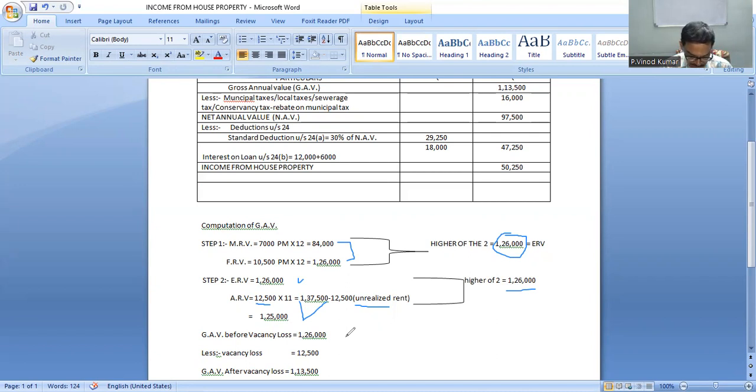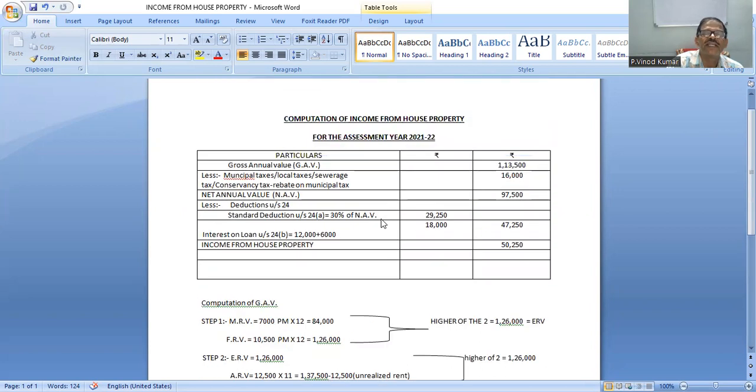What is the vacancy loss? That means he has let out at a monthly rent of 12,500. 12,500 is the vacancy loss. You have to subtract from the GAV. You will get gross annual value after vacancy loss. That is 1,13,500. So this is how to compute gross annual value. Right, now in this problem, he has not given standard rental value. The standard rental value is used in step 2. You have to compare the standard rental value and expected rental value. You take the lower of the two, then go for step 3. Now, in this problem, they have not given standard rental value. Hence, we have skipped that.